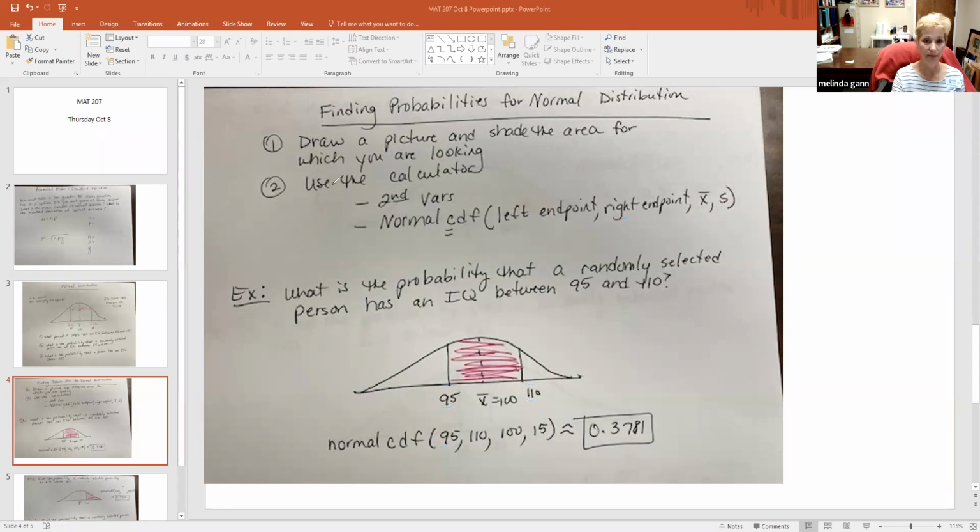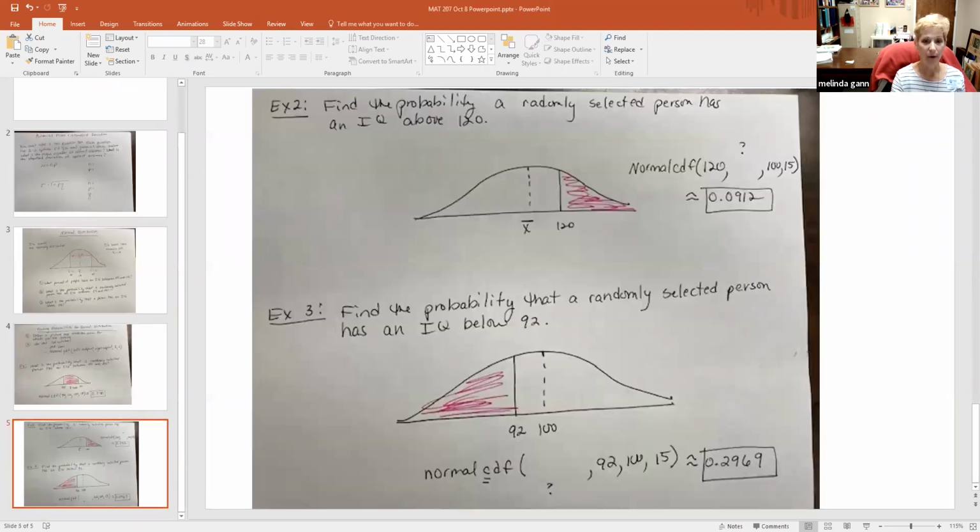All right, here's what I mean. Look at this one. Find the probability that a randomly selected person has an IQ above 120. So, first step is you draw your picture. So, I drew my normal curve. The mean is 100, so I'm putting the mean in the middle. And it wants above 120. So 120 is bigger, so I put 120 to the right of 100. And then it said above, so that's why I shaded above. So I need that area right there.